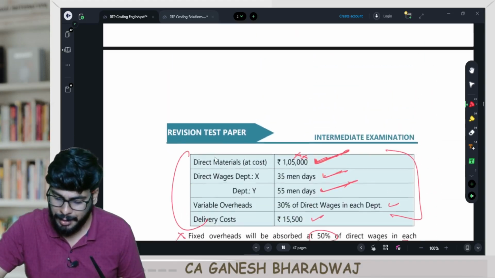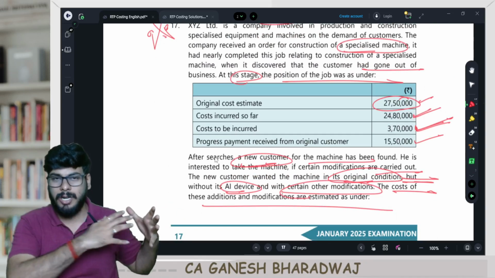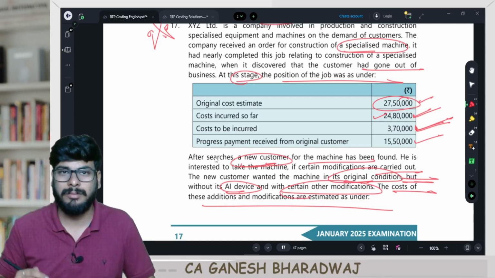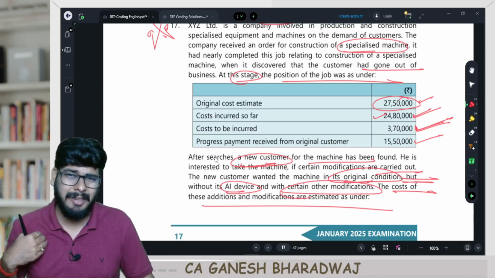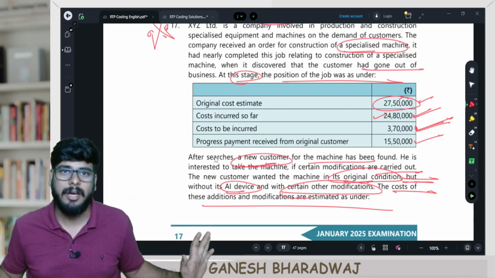Now what has happened? I have already manufactured, I'm in the process of already doing this job. I have incurred a cost of 24,80,000. Now, can I recover this 24,80,000? It's a sunk cost. It's incurred. That's about it. Nothing can be done. Are you clear with this?